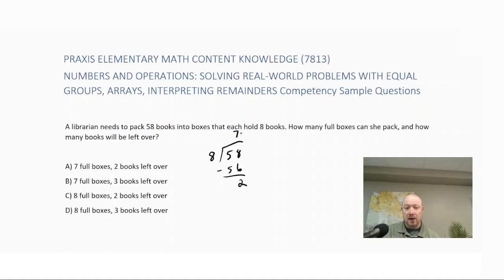So we're teaching the students the concept of the quotient, which would be 7. So there's 7 full boxes, so that eliminates choice C and D. And then our remainder is 2, so that means there are 2 books left over. So our correct answer here is choice A.